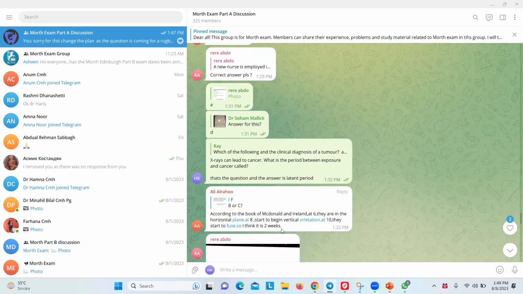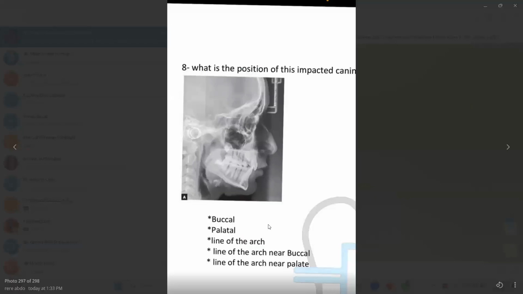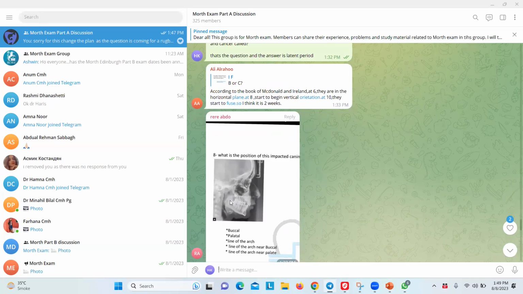According to the book of McDonald and Ireland, the shelves are in the horizontal plane at 8 weeks, start to become vertical in orientation at 10, and start to fuse, so I think it's 2 weeks. No, the change in orientation is within minutes, as written in the literature. What is the position of an impacted canine? You cannot tell it from one X-ray.